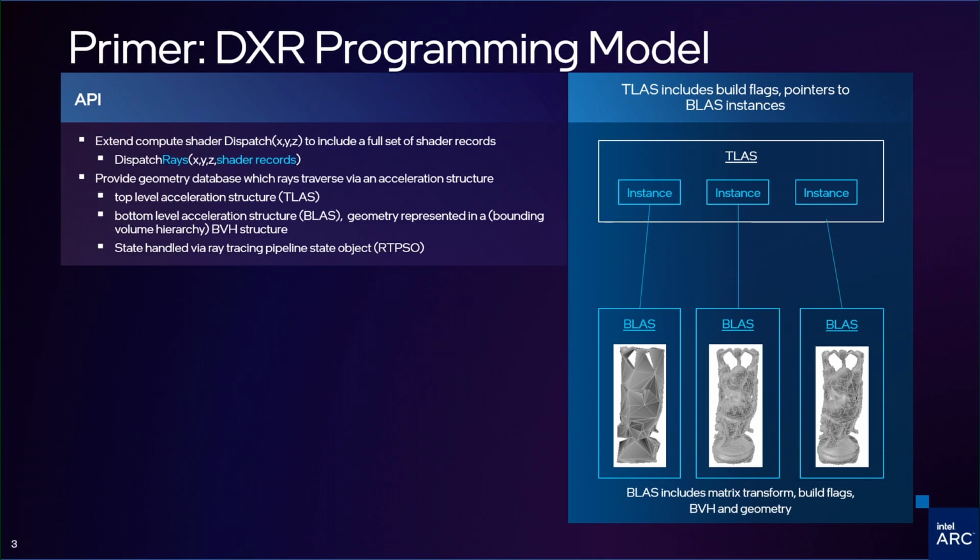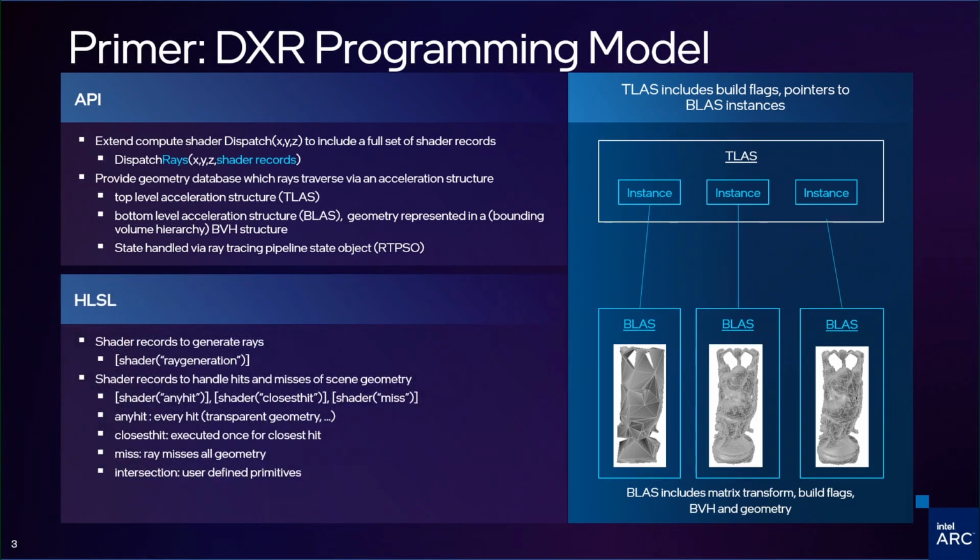There's actually additional build flags and things like a matrix transform. So when a ray enters the bounding box for one of those bottom level acceleration structures, we can actually do the transform from world space to object space. The final component to bring this all together on the CPU side is something we call the ray tracing pipeline state object. And this is similar to the raster pipeline state objects where everything else that's needed to render an image is part of the ray tracing PSO.